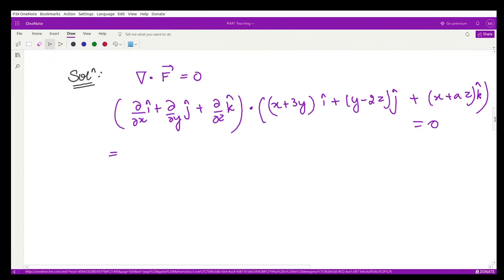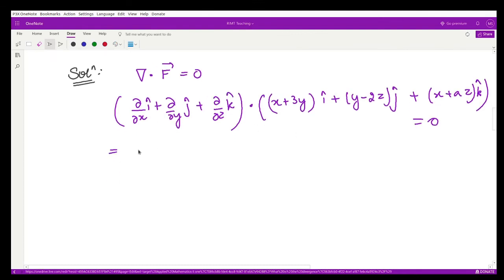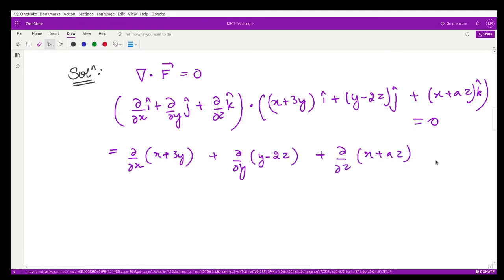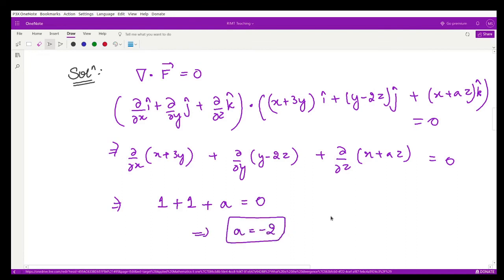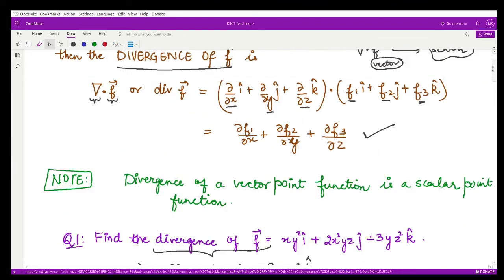Now you have to calculate the divergence here. So it would be del by del x of (x plus 3y), plus del by del y of (y minus 2z), and then del by del z of (x plus az), that is equal to 0. When you take the partial derivatives, it becomes 1 plus 1 plus a equals 0. So from here you obtain the value of a as -2. So this is how you calculate the divergence of different vector functions, right?